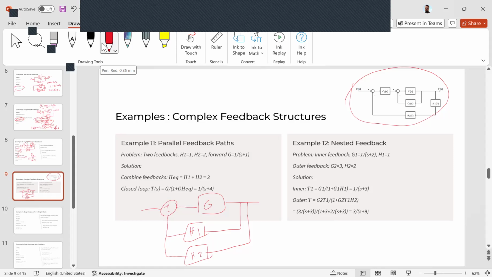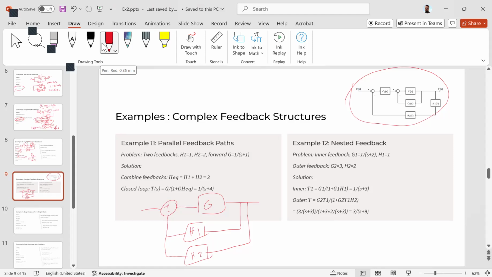Add H1 and H2 so you have the overall feedback transfer function, and then use that formula that we found for the feedback, which means the general transfer function is going to be G over 1 plus GH. H will be the summation of the two parallel feedbacks. Make sense? So the general feedback transfer function is the summation of the two because they are parallel.